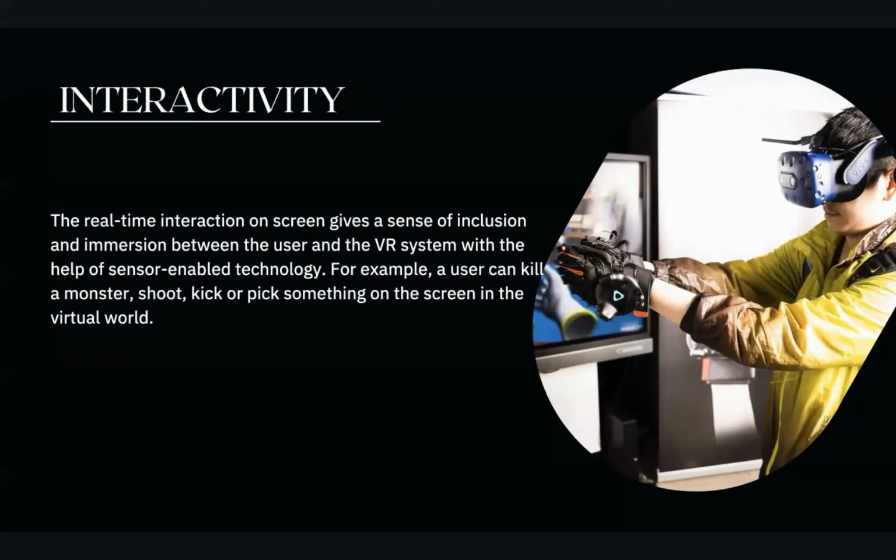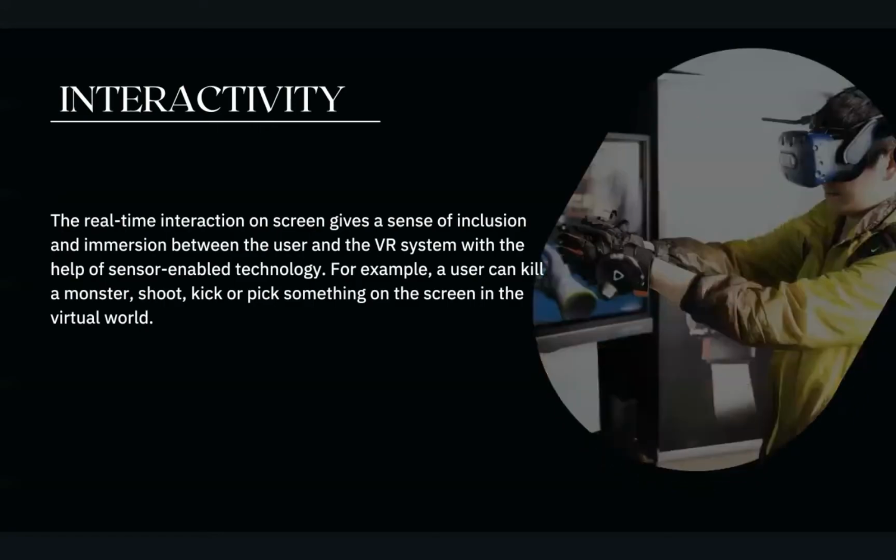Interactivity. The real-time interaction on screen gives a sense of inclusion and immersion between the user and the VR system with the help of sensor-enabled technology. For example, a user can kill a monster, shoot, kick, or pick something on the screen in the virtual world.